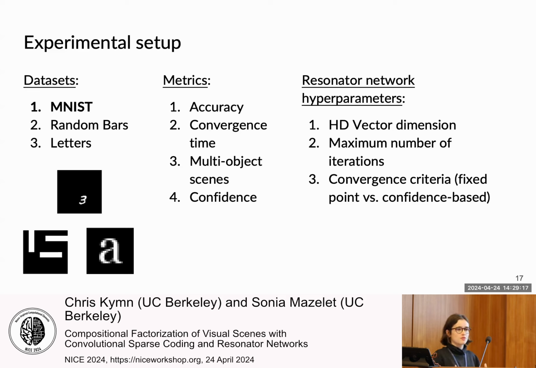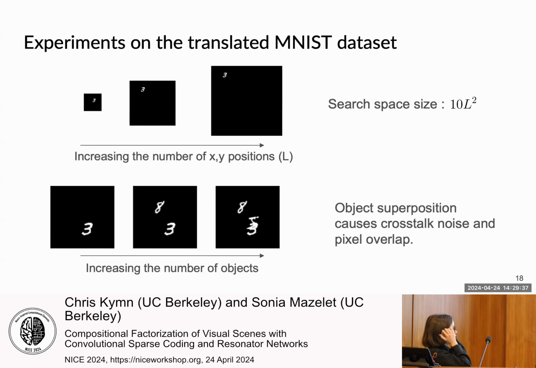We have many metrics to evaluate our model that I'm going to talk about later. And we fixed the Resonator network hyperparameters in order to do a fair comparison to models that only do pixel encoding, while we do this sparse coding extraction. So here are the two main experiments that we did.